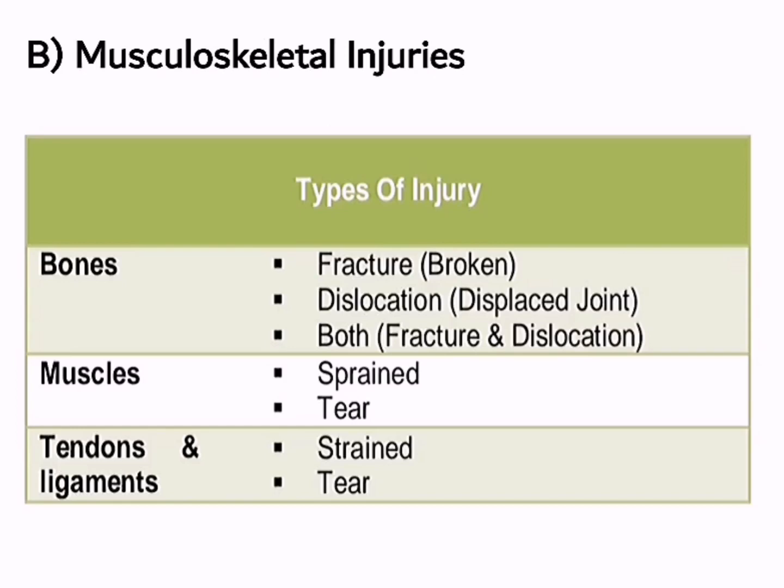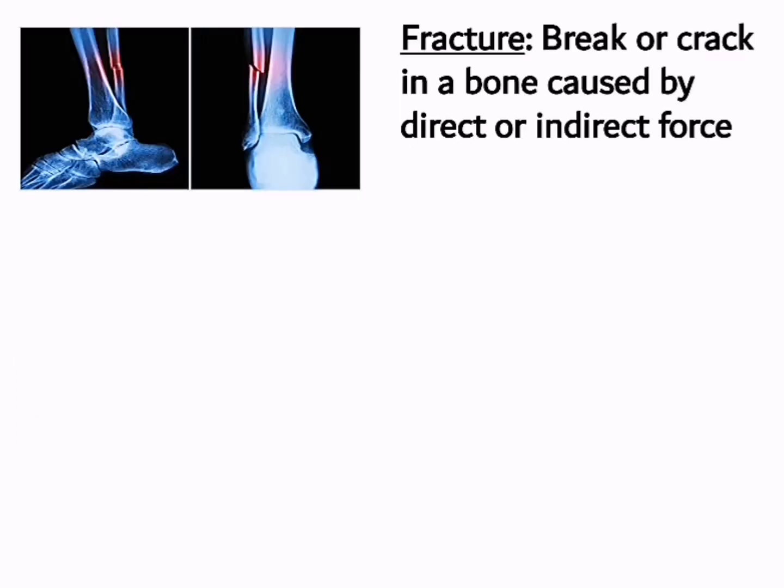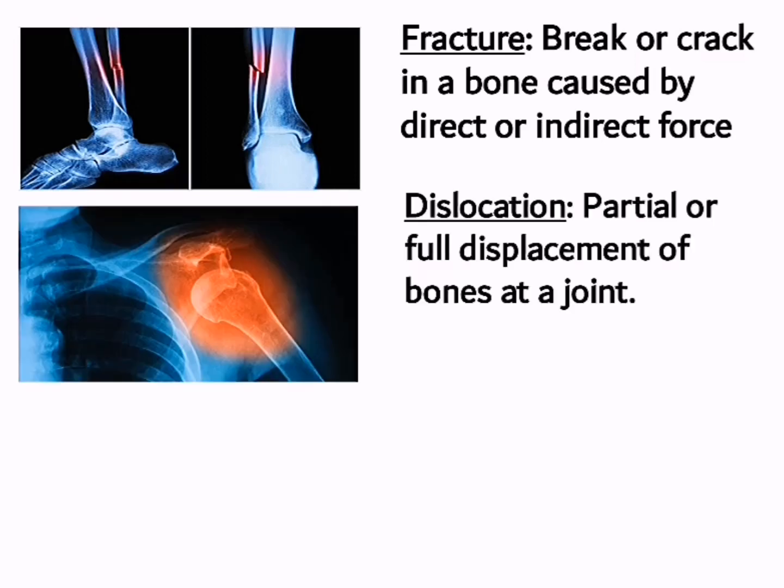Bones: fracture, dislocation or both. Muscle: sprained and torn. Tendons and ligaments: strained and torn. Fracture: a break or crack in a bone caused by direct or indirect force. Dislocation: partial or full displacement of bones at a joint.